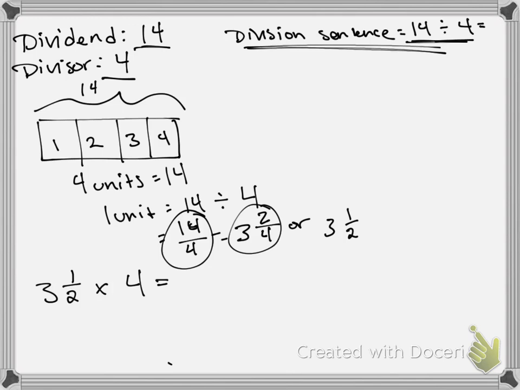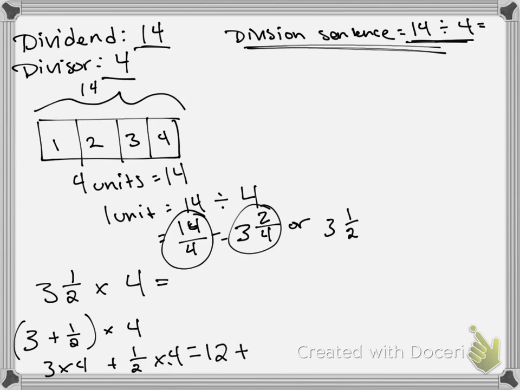Again, we can decompose 3 1/2 to 3 plus 1/2, times 4. That's the same thing as 3 times 4 plus 1/2 times 4. That equals 12 plus 4/2, which equals 12 plus 2, which equals 14. So as long as you get your dividend in the end, you did it all right.